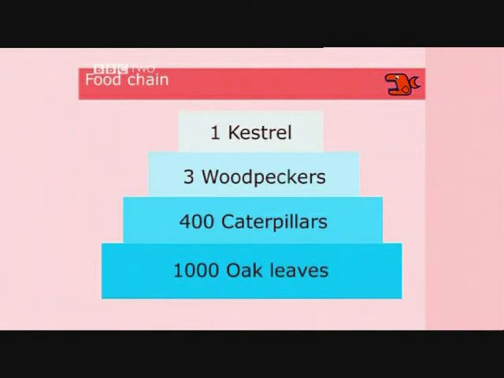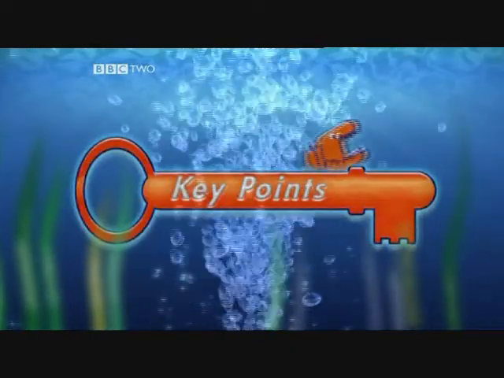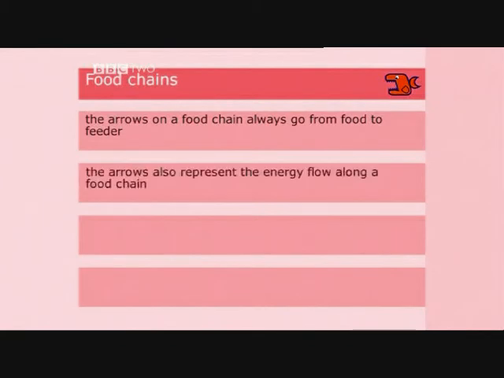Here are some facts about food chains you really need to know well in order to answer test questions. Remember, for food chains, the arrows always go from food to feeder, not the other way round. The arrows also represent the energy flow along a food chain, and the amount of usable energy decreases as we go up a food chain.